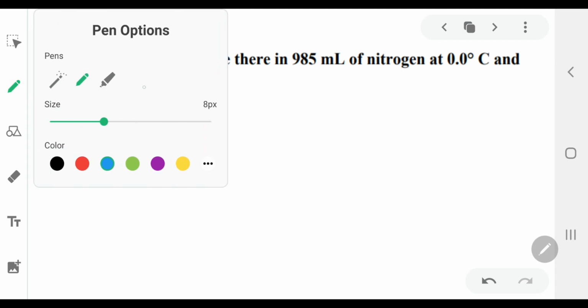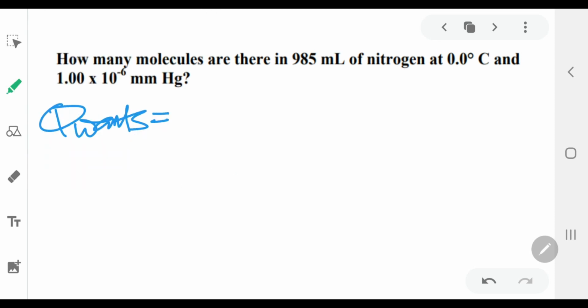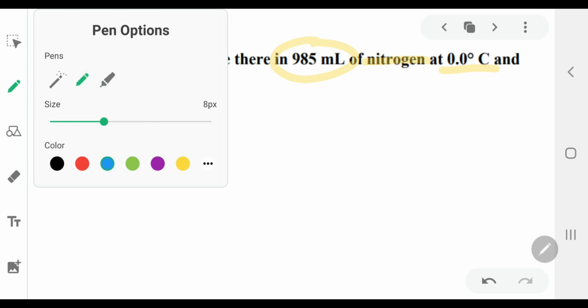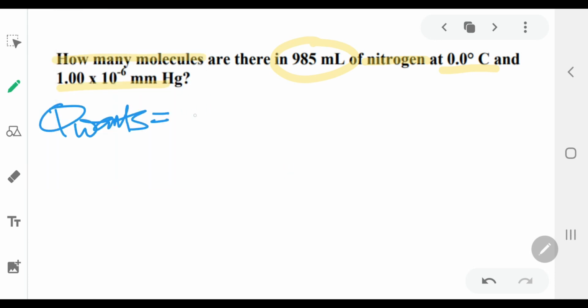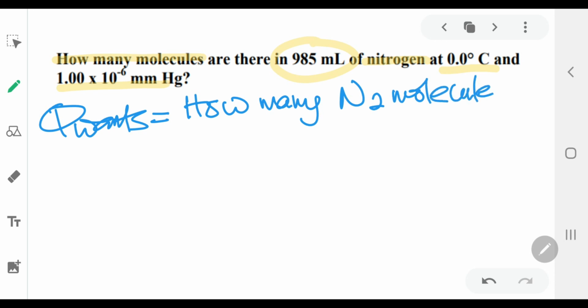The question wants us to find out how many molecules of nitrogen are in here at that temperature, at that pressure. Okay, so that is what the question wants. The question wants you to find how many nitrogen molecules. Okay, so how do you find that one?